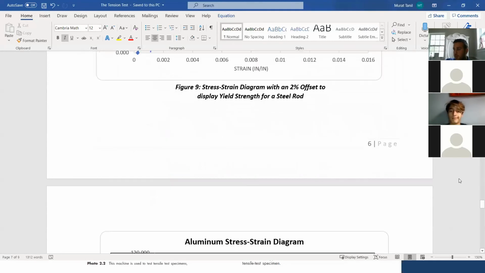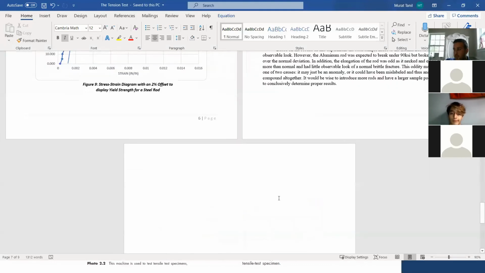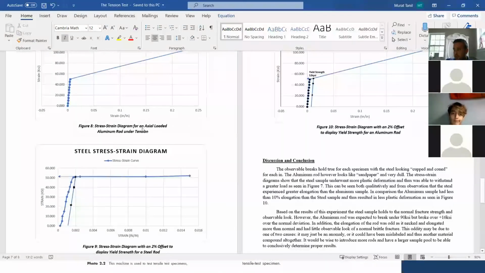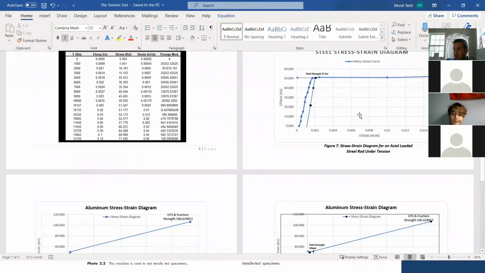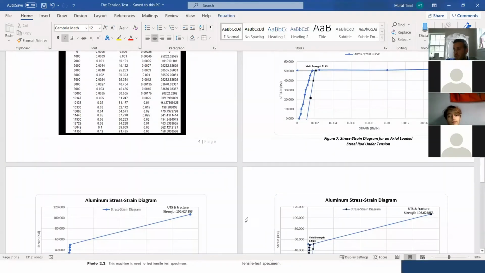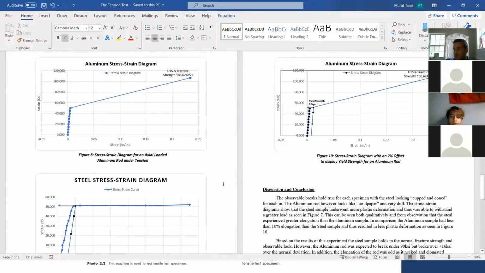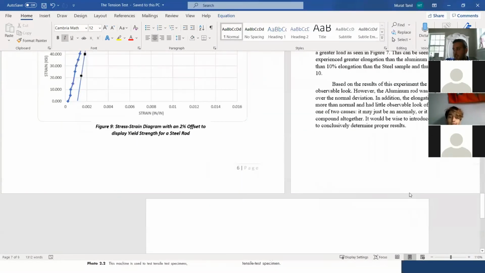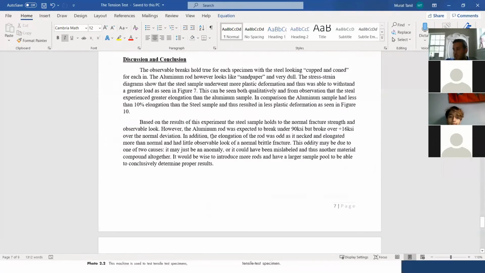So in total, you have 4 graphs: 1, 2, 3, and 4. 2 for aluminum, right here, and 2 for steel. And the discussion and conclusion is just 2 paragraphs. Minimum is 1 paragraph, so if you can make it 2, that will be perfect. Okay, so let me upload this one on Moodle after the class.